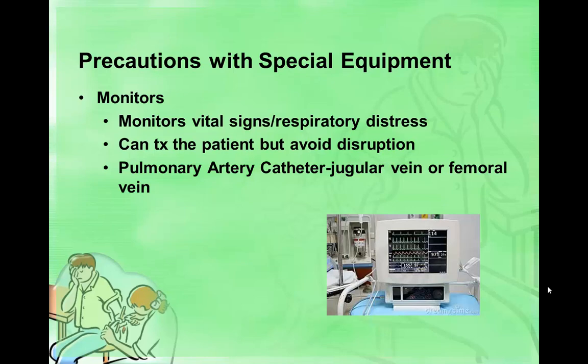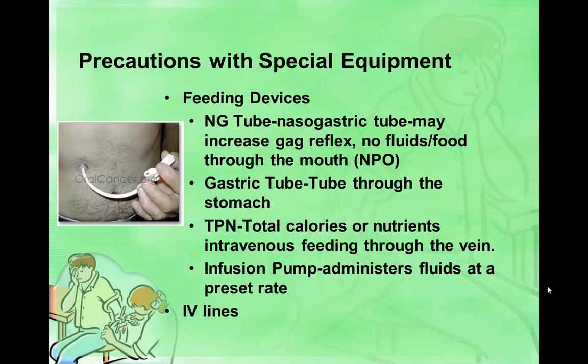Some patients may have pulmonary artery catheters, which are inserted directly into the patient's jugular vein or femoral vein. Again, always know where this line is so you don't pull it out. Some feeding devices are an NG tube. This is a nasogastric tube which goes through the nose down into the stomach. This may cause increased gag reflex. No fluids or food through the mouth when somebody has an NG tube in. They will feed them through the NG tube, which goes directly to the stomach.